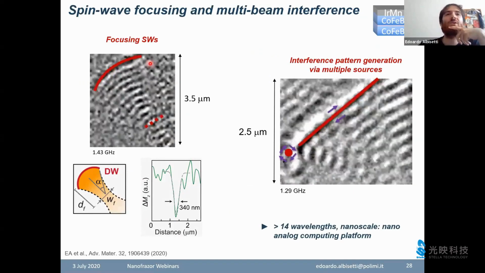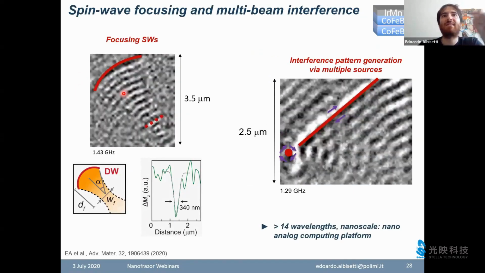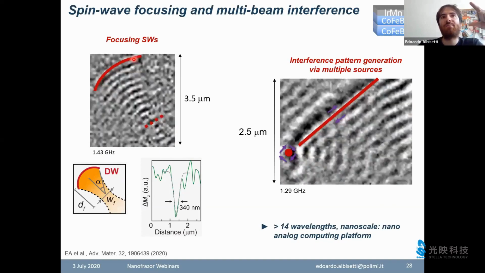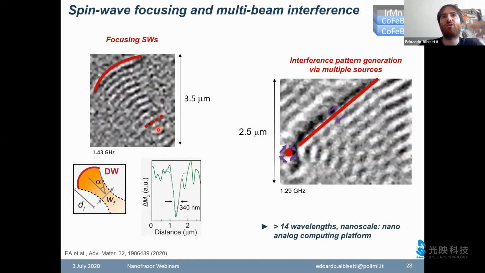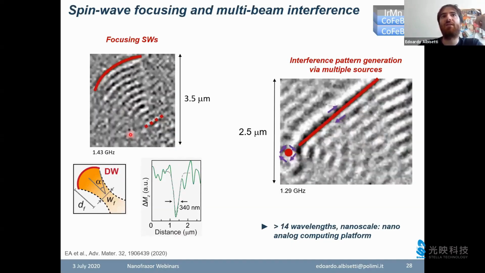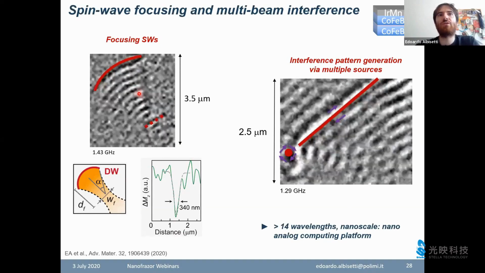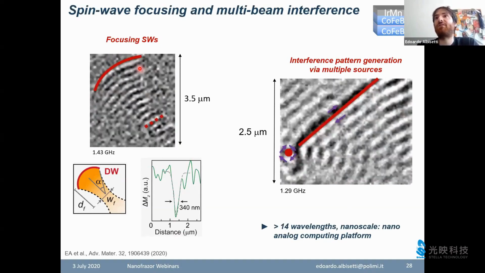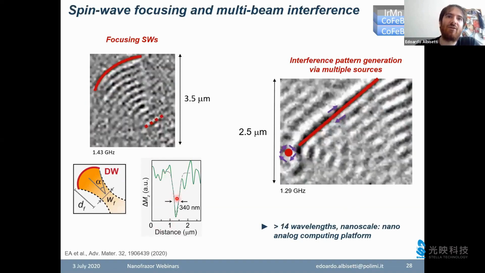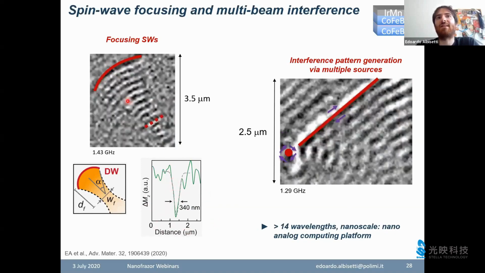So in this case, we took a curved nano antenna. This is exactly the simulation that I showed you at the beginning. If we curve the wavefronts, we can generate a focused and directional spin wave beam that is focused at a certain distance that depends on the curvature of the domain wall. And in this case, we showed that the focusing area is comparable to the wavelength. So we have a diffraction limited beam, with a focusing area of roughly 340 nanometers away from the antenna.